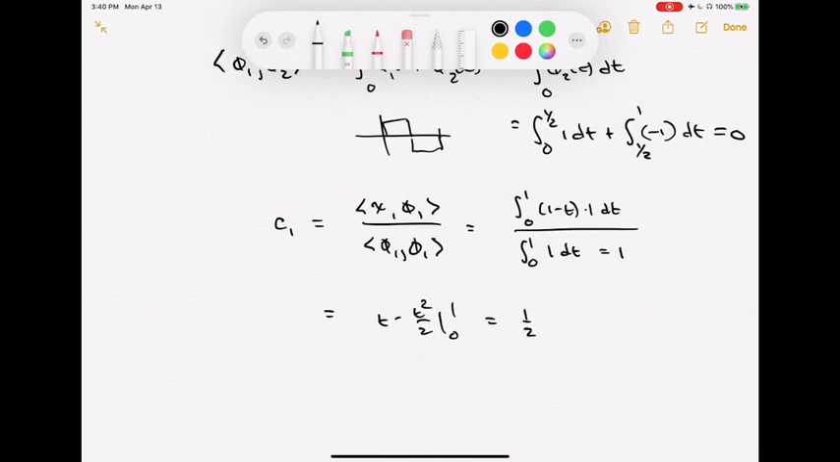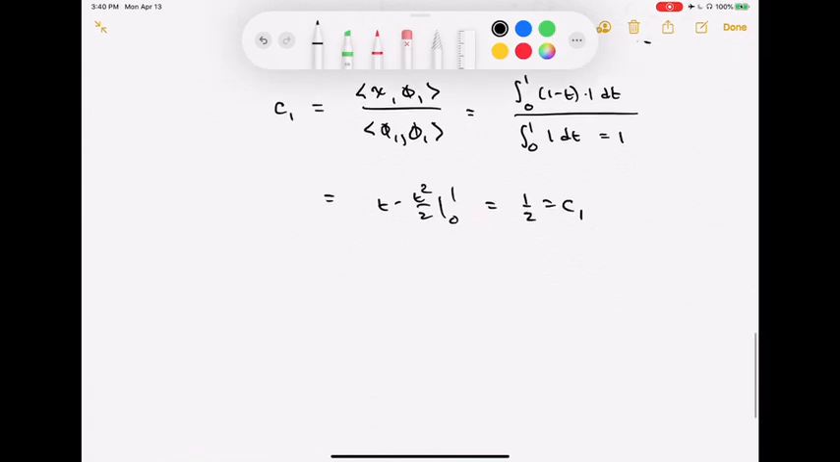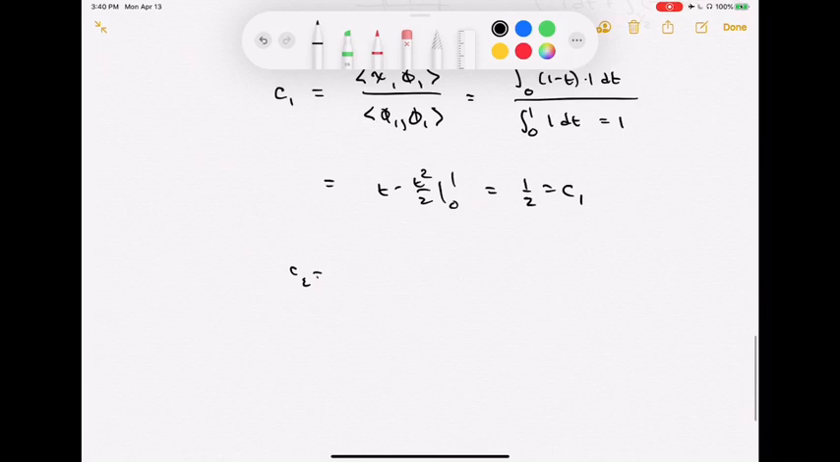That's going to be equal to a half. That is my c1. In the same sort of way, I can work out c2. c2 is the inner product of x with phi2 over the inner product of phi2 with phi2, and that thing is also equal to 1. Phi2 times phi2 is just 1 over the interval 0 to 1, and if I integrate 1 over 0 to 1, it just gives me 1, so it's also size 1.